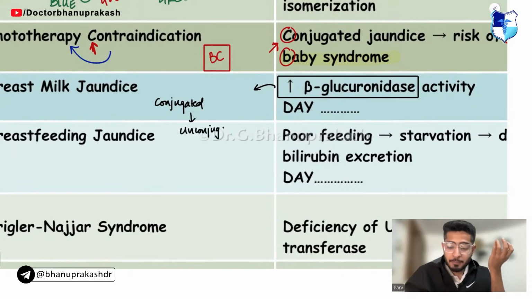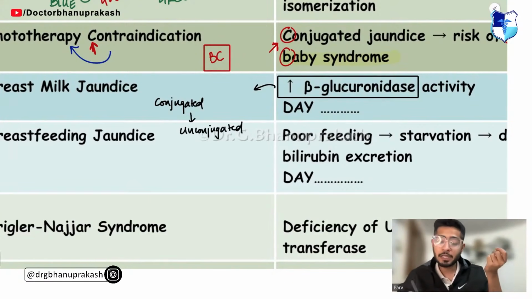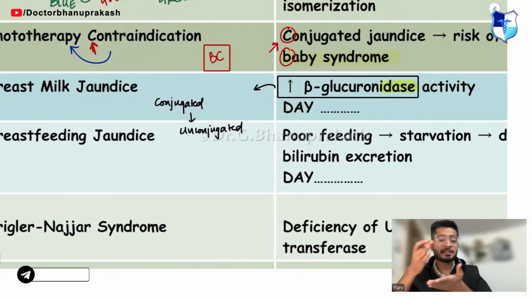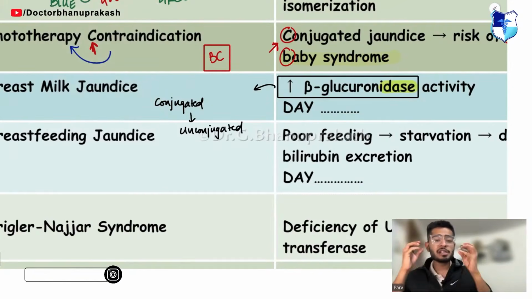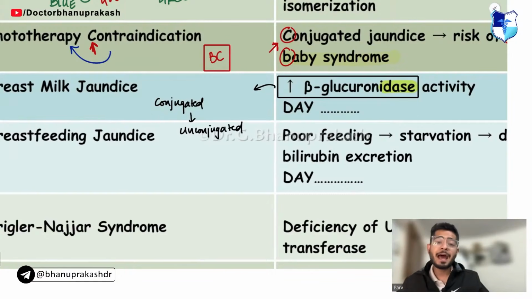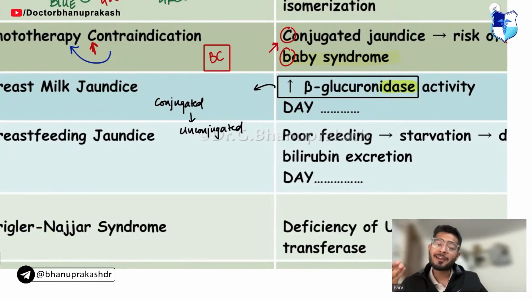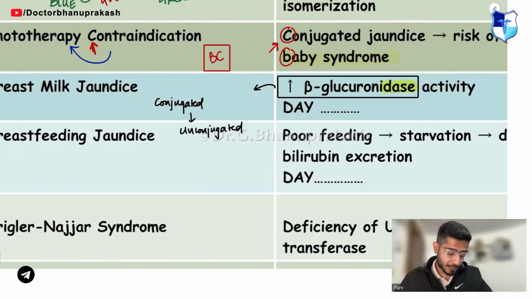So in some mothers there is something called beta glucuronidase, and you very well know, whenever we see the word ending in ase, it means something is cutting. So it is cutting the conjugation, converting the conjugated bilirubin into unconjugated bilirubin. And because there is an increase in unconjugated bilirubin, it is not going to get excreted. And what will my neonate have? It will have breast milk jaundice.